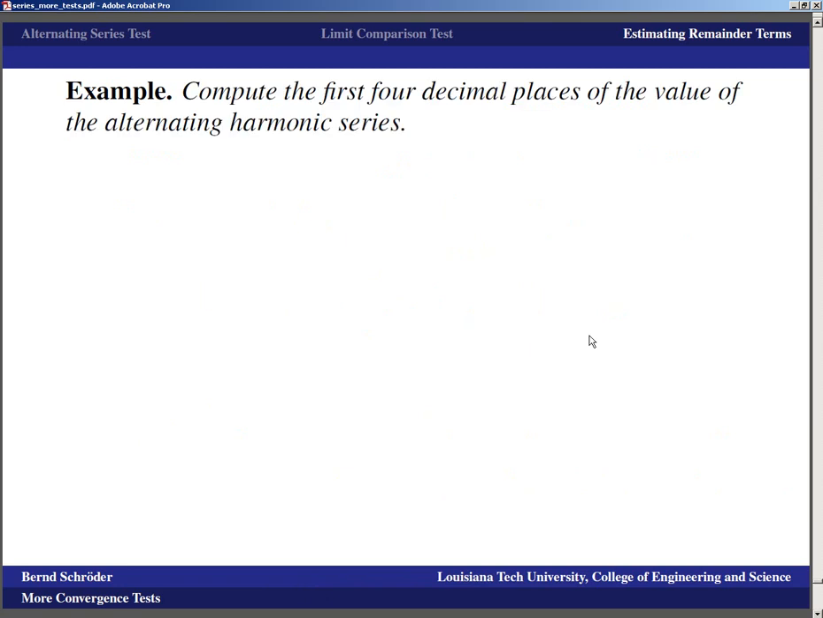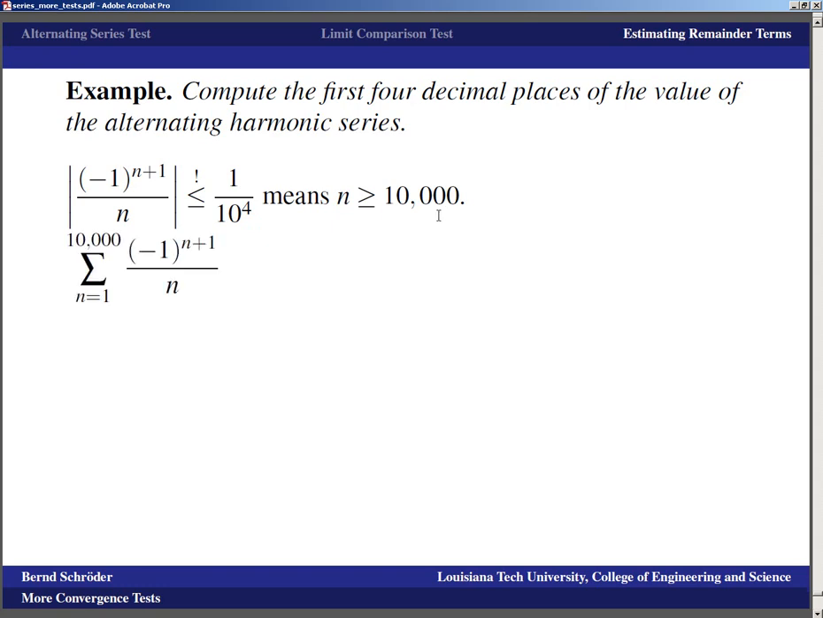That means if I, for example, want to find the first 4 decimal places of the value of the alternating harmonic series, well, that would mean that I would need to take my remainder estimate, which is the absolute value of negative 1 to the n plus 1 divided by n. I make that less than or equal to 1 over 10 to the fourth. That would give me an error that at most affects the last digit in a plus or minus 1 fashion. And that would mean that n is greater than or equal to 10,000. And that would then mean that I would have to add the first 10,000 terms of this series.